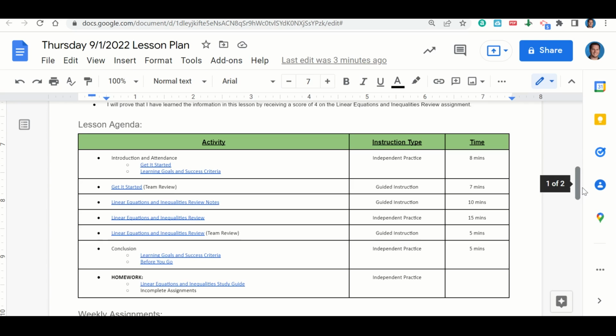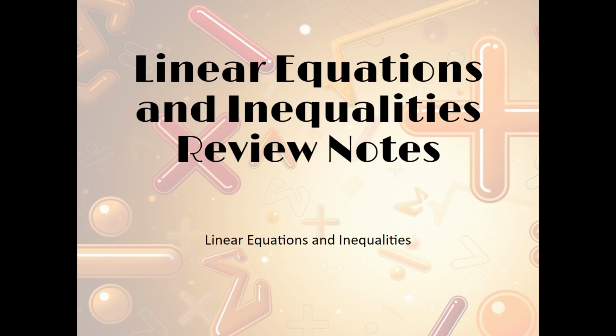Then you'll be given time to complete your linear equations and inequalities review assignment. After that, we'll go over it together and answer any questions that you may have. Then at the end of class, we'll go back over our learning goals and success criteria. And while we do that, you'll fill out your before you go. Your homework is to finish your linear equations and inequalities study guide, as well as any incomplete assignments that you may have. Let's take a look now at the linear equations and inequalities review notes.